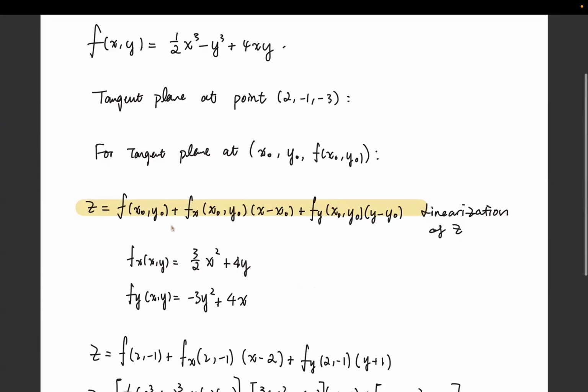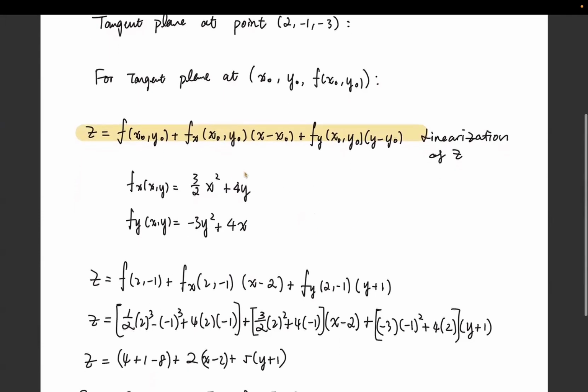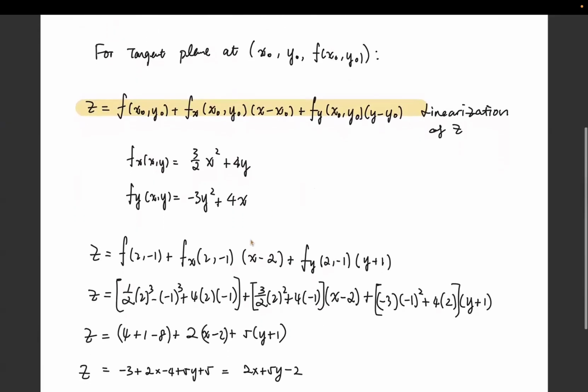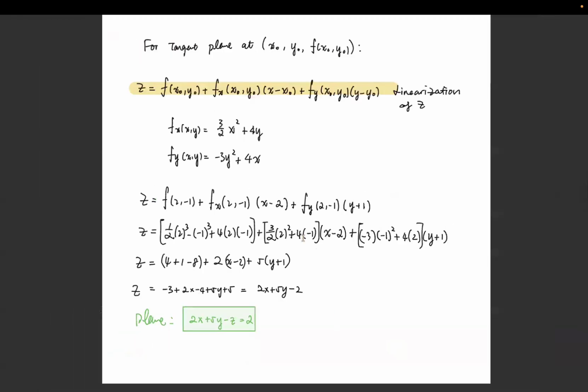f of x naught, y naught, plus the partial derivative with respect to x at that point times x minus x naught, plus the partial derivative with respect to y times y minus y naught. So by plugging in x naught equals 2 and y naught equals -1, we're going to get a formula for this tangent plane. And this is described by 2x plus 5y minus z equals 2, just by doing some simple algebra.